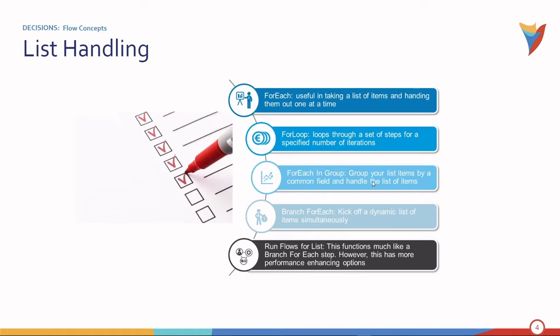For each in group: group your list items by a common field, and then handle that list of items. A branch for each can kick off a dynamic list of items simultaneously. And then finally, run flows for lists. This functions much like a branch for each step. However, this has more performance enhancing options. So again, if you want to learn more about these list handling steps, please take a look at our advanced flow concepts training.